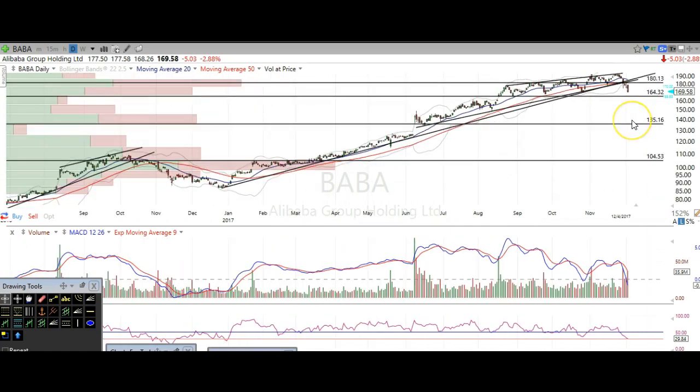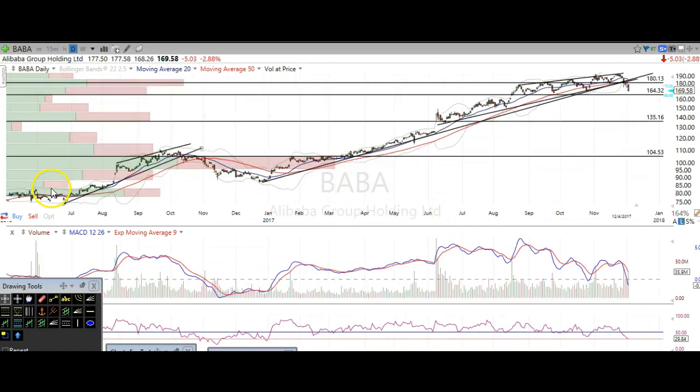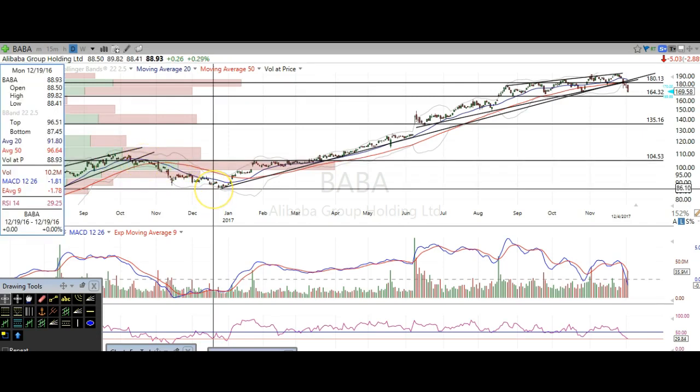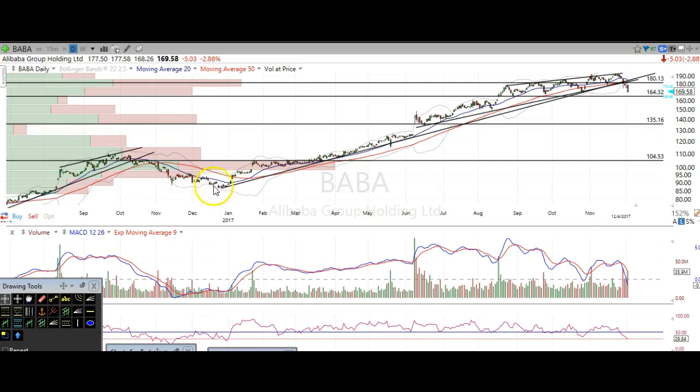If you look at this, going back to the previous time that we had a pattern like this was right here. You can see that we headed lower from about 104 down to about $86. All right, so it was about a $20 drop on Alibaba, and at this point, this pattern is a lot bigger than this pattern over here. So I think that we could be headed even lower.